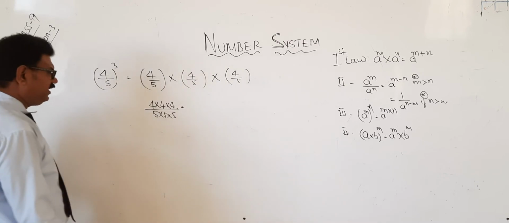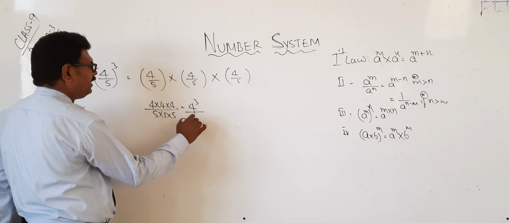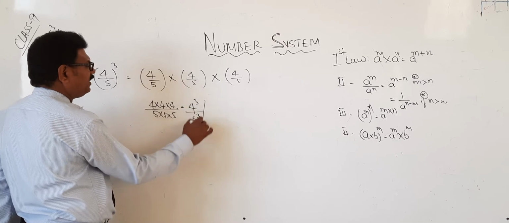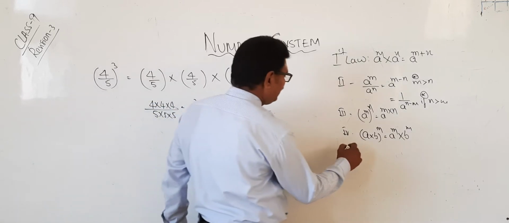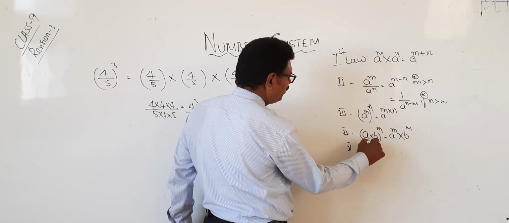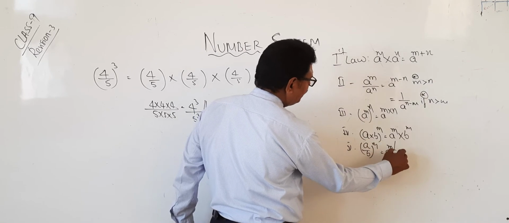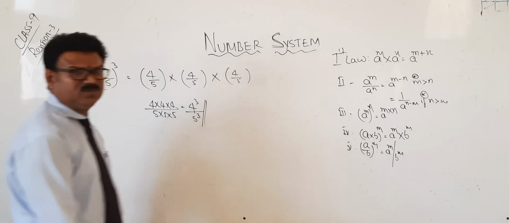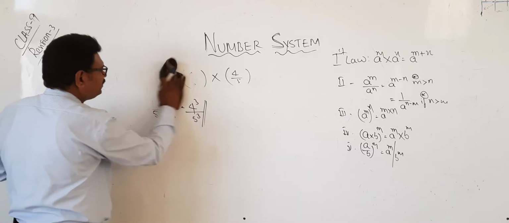Therefore what can we write? According to the law, 4 cube divided by 5 cube. That's all. Okay? Therefore, what can we write here? (a by b) whole to the power of m equals a to the power of m divided by b to the power of m. Okay? Yes. One more last concept from this.